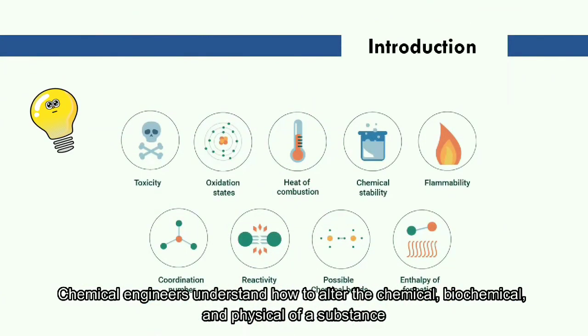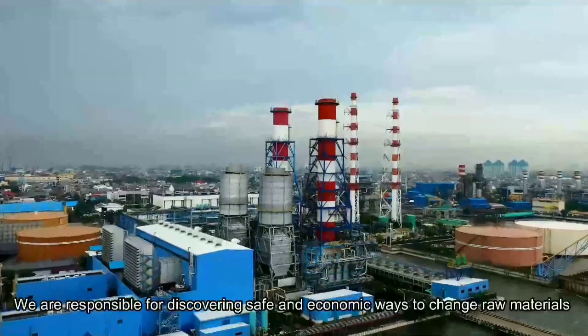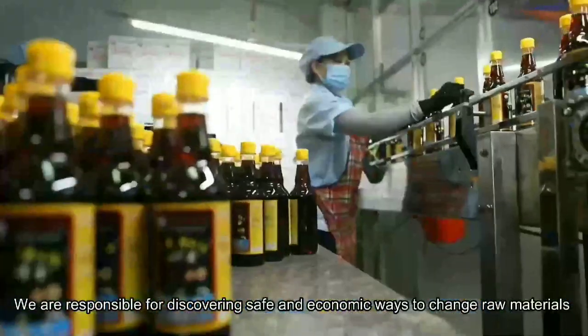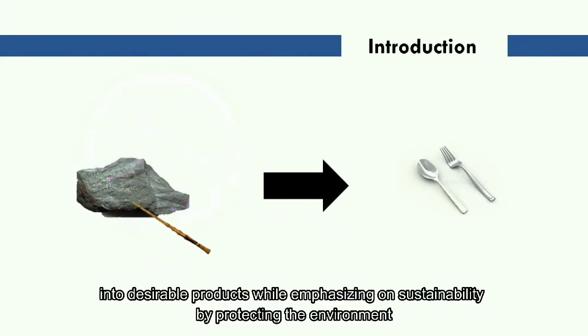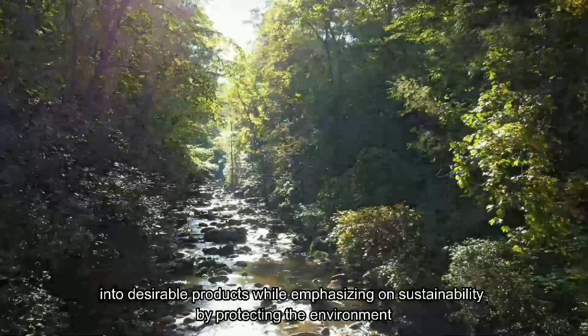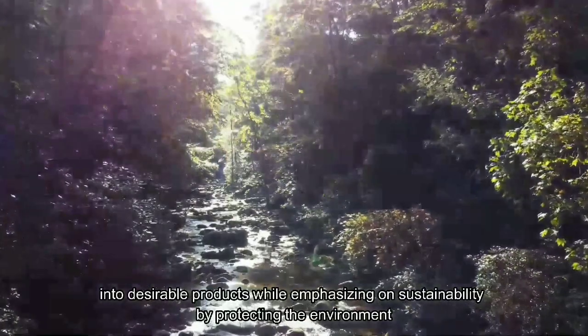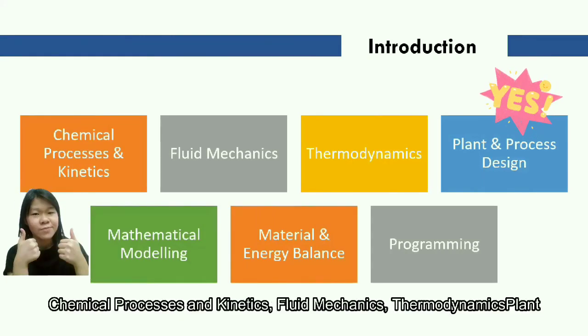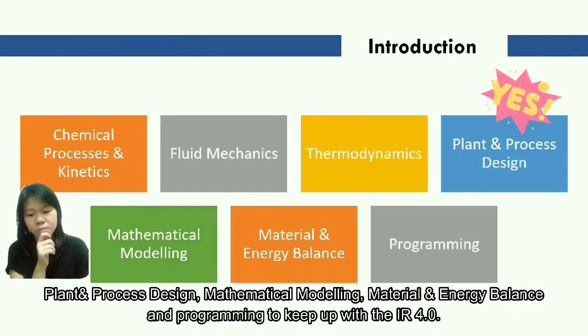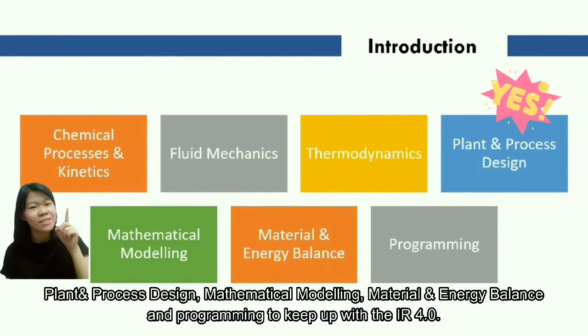Chemical engineers understand how to alter the chemical, biochemical and physical properties of a substance. Therefore, we are responsible for discovering safe and economic ways to change raw materials into desirable products while emphasizing sustainability by protecting the environment. We are also required to equip ourselves with skills and knowledge such as chemical processes and kinetics, fluid mechanics, thermodynamics, plants and process design, mathematical modeling, material and energy balance, and programming to keep up with the Industrial Revolution.